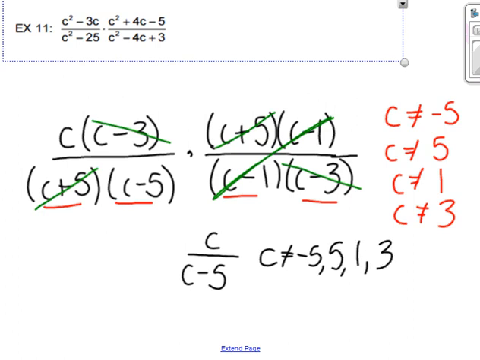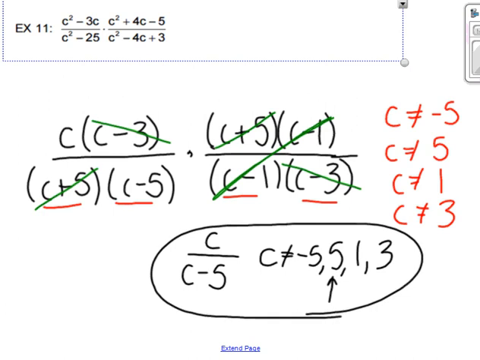Even though I crossed off these, I still need to account for the fact that originally these values of c would give you a 0 in the denominator. Even though the simplified version seems like that's the only restriction, the domain has to be the same for the simplified and the original. So that's why this has to stay. That's the answer for all of that.